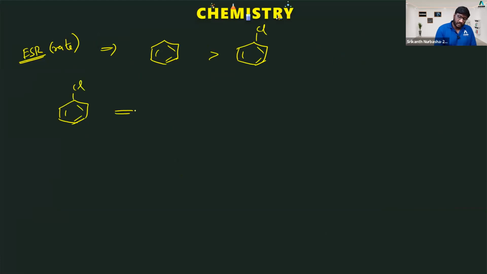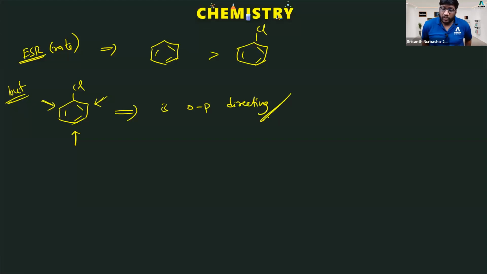But halobenzene is ortho para directing, but chlorobenzene is ortho para directing group. Is everything clear, students, so far? Yes or no? What are the different reactions where you can understand this electrophilic substitution happening?